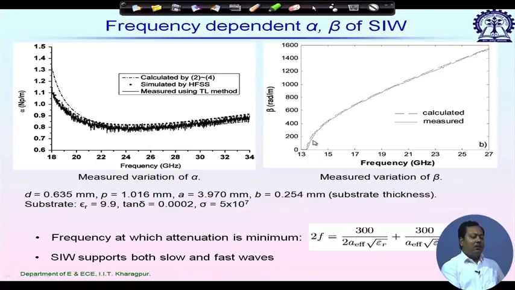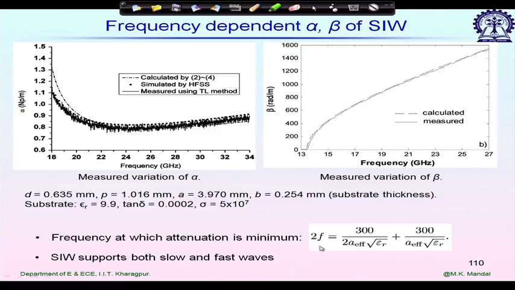And the beta, so beta is equal to 0 at the cutoff frequency, so it shows clearly the cutoff frequency is 13.5 or 13.8 gigahertz, and then at higher frequency beta changes linearly. So if I consider very close to the cutoff frequency, this line will be dispersive. If we move away from the cutoff frequency, the dispersion effect will decrease. So we have a closed form expression where attenuation is minimum. Approximately it is f naught, where the attenuation is minimum, it is 1.5 times the cutoff frequency.